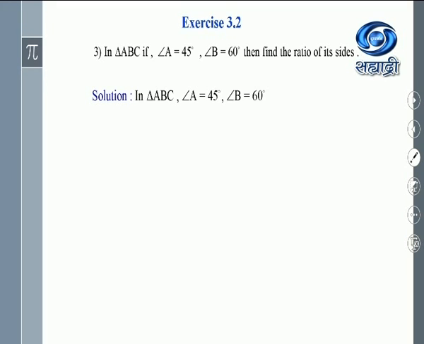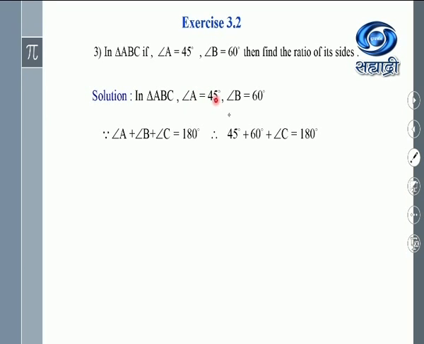So, always start with the data in the solution. In triangle ABC, angle A is 45 degrees and angle B is equal to 60 degrees. Now with the knowledge, angle A plus angle B plus angle C is equal to 180 degrees. You know, the sum of the angles of a triangle is always 180 degrees.